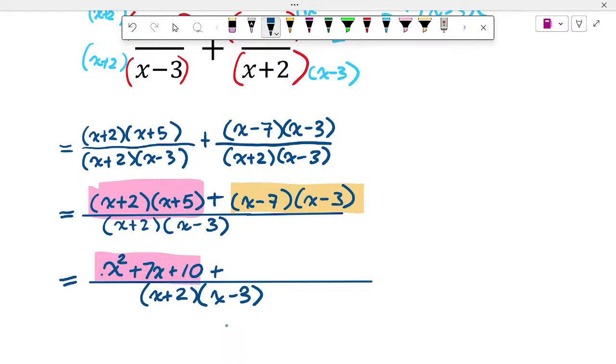Sam? Probably already mentioned this, but we have like the x plus 2 and x minus 2 twice.